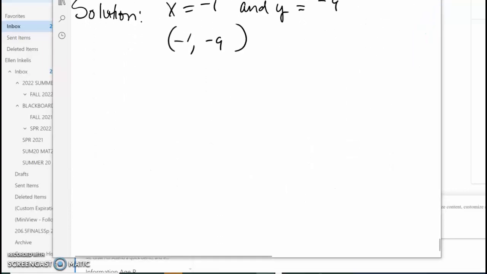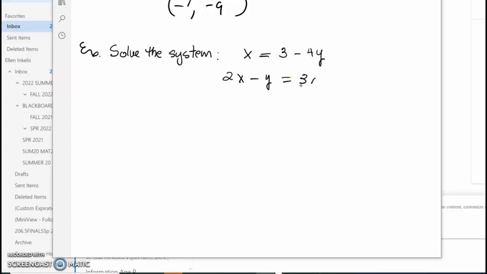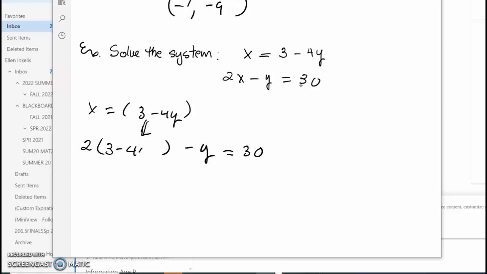Okay, let's try another example. Equals 30. All right, well, in this case, I'm going to rewrite the two problems. So x equals, I'm going to put the x value, which is now 3 minus 4y in parentheses, and I'm going to substitute it into the second equation. So here we go. So 2 parentheses minus y equals 30. I'm going to take this value and plug it into here, and you wind up with 3 minus 4y.